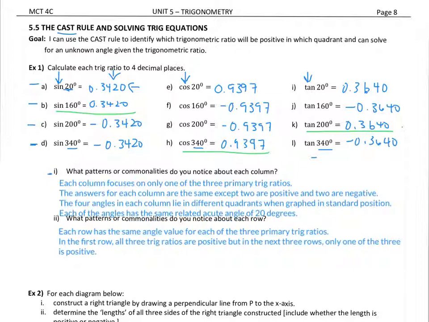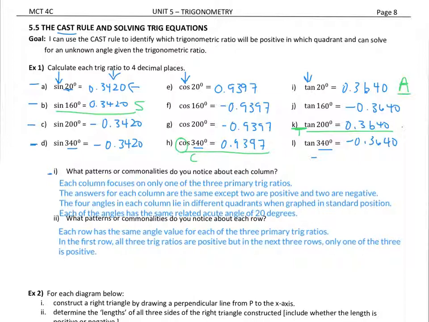Now here's where CAST comes in. Do you see that cos starts with C, tan starts with T, and sine starts with S? So there's the C, there's the S, there's the T. In the first row, A for all three were positive. So CAST is a way of telling us in what quadrant which trig ratio will be positive.